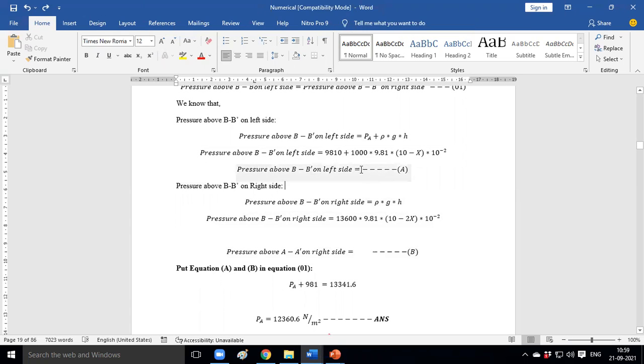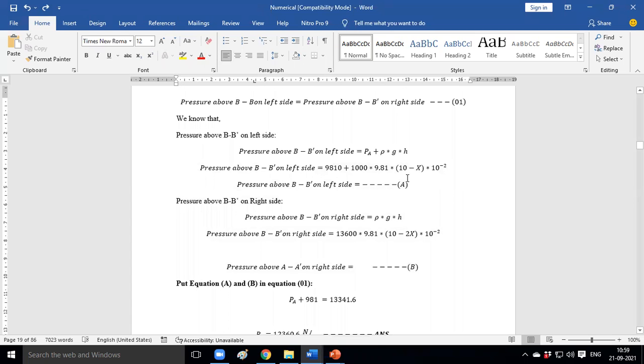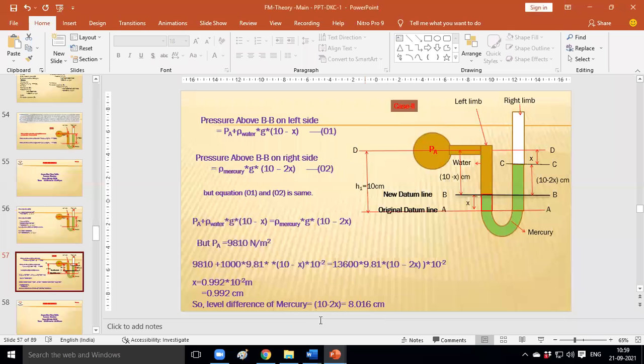Equation number A, which one is unknown? X is unknown. Equation B, again x is unknown. And then we put the value of equation A and equation B in which equation? Equation number 1. Just simplify it, and we get the value of x. And that value of x is how much? That value of x is 0.992 centimeter, and 0.992 times 10 to the power minus 2 meter.